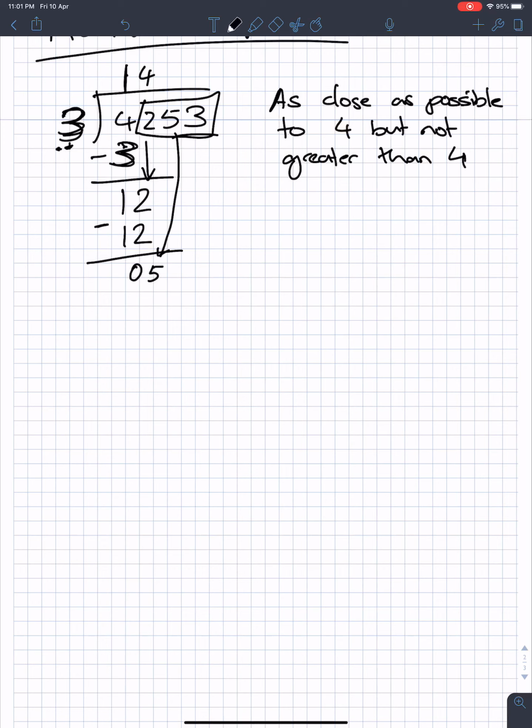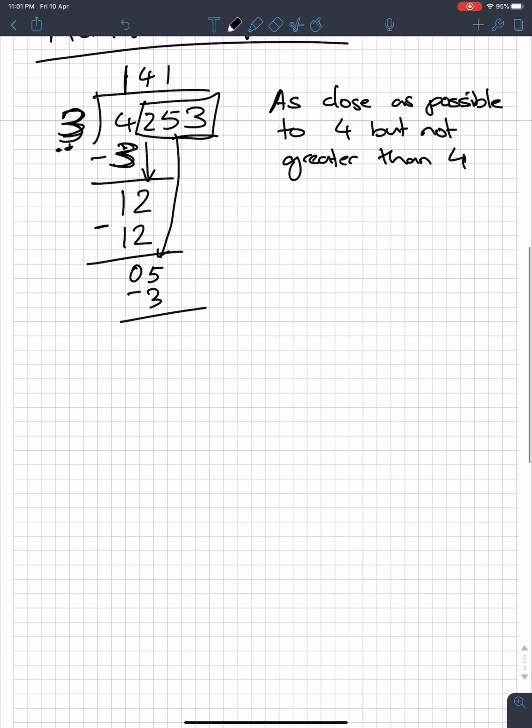Closest number to 5 in your 3 times tables. So 1 times 3 is 3, 2 times 3 is 6. So it would be 1 times 3 is 3. So 5 subtracted by 3 is 2. Is 2 greater than 3? No. So we need to drop the next number down.